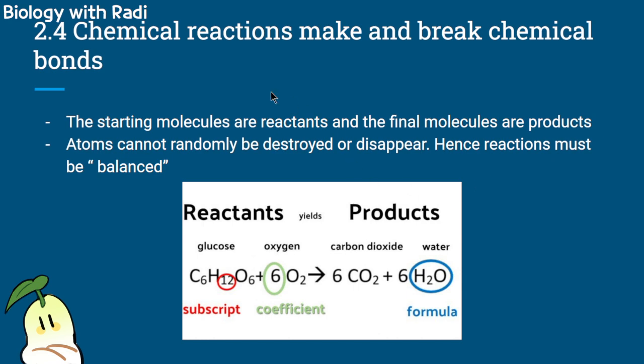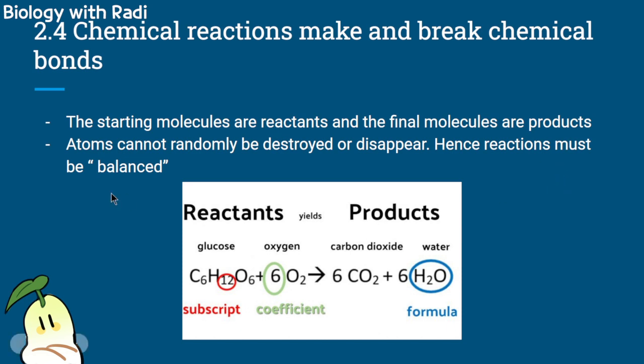And then 2.4 is chemical reactions make and break chemical bonds. In a chemical reaction, we have reactants and products. The starting molecules are the reactants, and the final molecules are the products, which we can see in the formula. And atoms cannot just randomly get destroyed or disappear. I think that's the second law of thermodynamics, but that's just one of the natural laws, and hence reactions must be balanced.